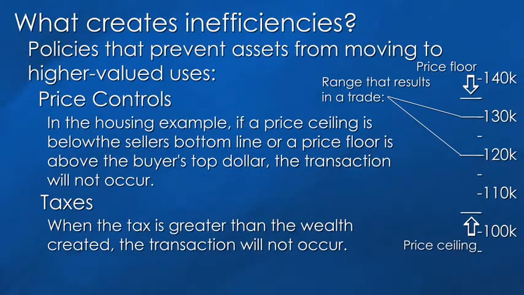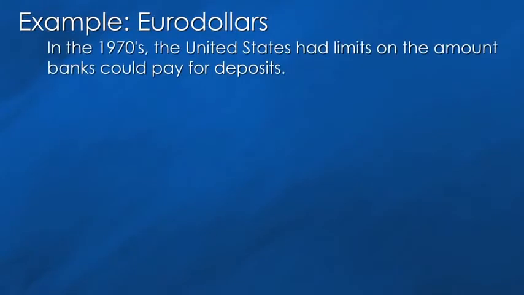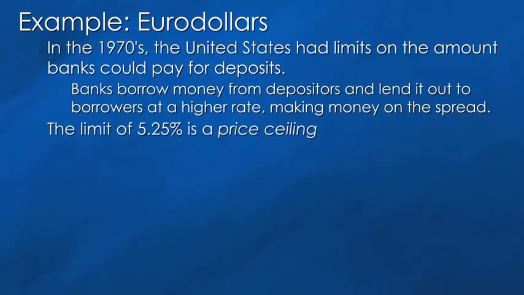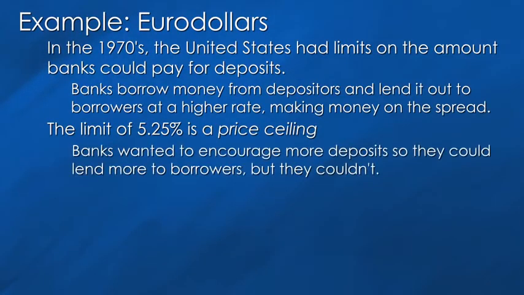In the 70s, the United States had limits on what banks would pay for deposits. So banks are intermediaries. They borrow money from depositors and lend money to small businessmen and people who want to buy a house. And they make money on the spread. They borrow at, say, 5% and lend at 10%, and they're making 5% on every transaction they make. Now, in the 70s, there was a limit on how much they could pay to depositors. So they would pay depositors 5.25%, and that was a price ceiling. They wanted to encourage more deposits so they could lend more to borrowers, but there was a price ceiling and they weren't allowed to do that.